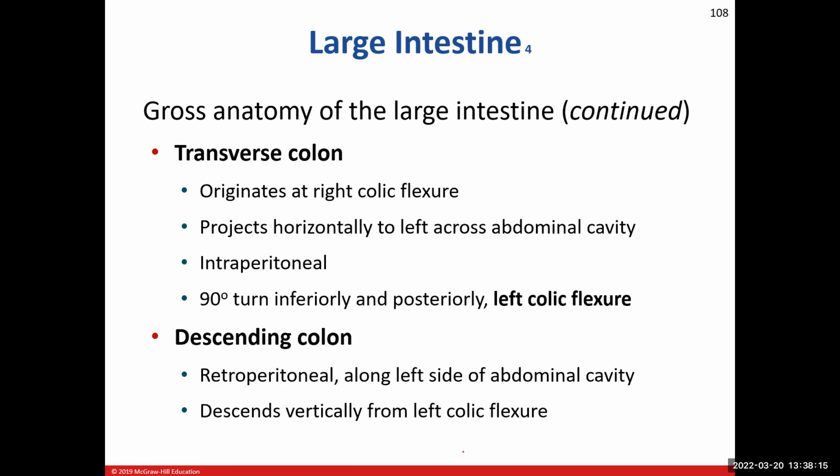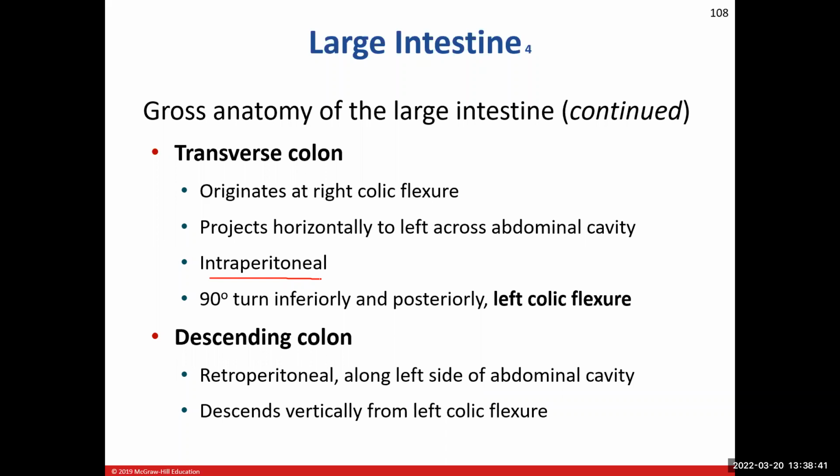The ascending colon then transitions into the transverse colon, which is going to move from the right side of your body to the left side of the body. And so it is intraperitoneal. The transverse colon will terminate at the left colic flexure, also known as the splenic flexure. It terminates there and it makes a 90-degree turn downwards, or inferiorly.